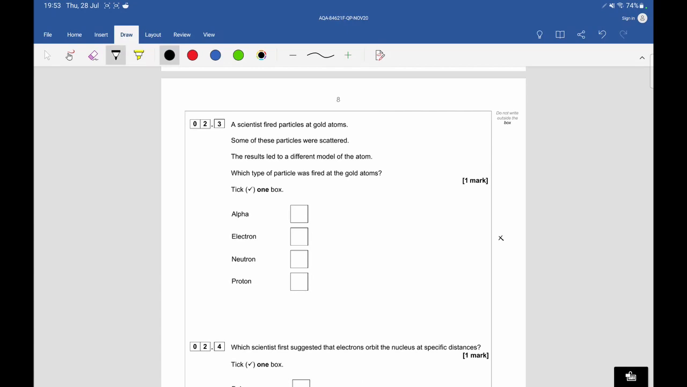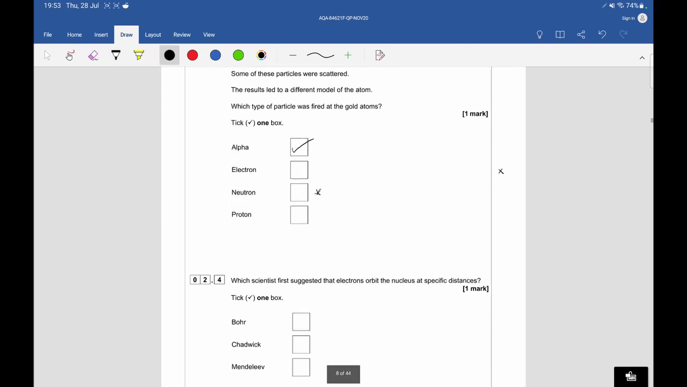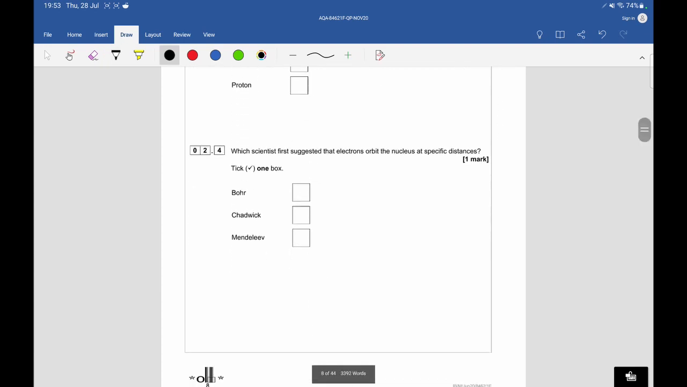Question 2.3. In this question, we've been asked to say what particles scientists fired at gold atoms, and you're asked to explain what particles they were. You should know from your physics lessons that they were alpha particles, and that's the one we should be putting our answer by. We know neutrons wouldn't be attracted or repelled by anything, so they're not going to be the answer here, and that's the reason why that's not the case.